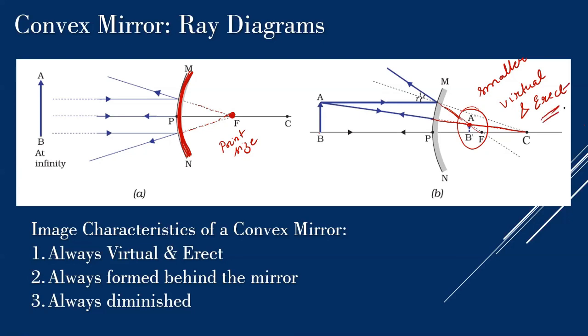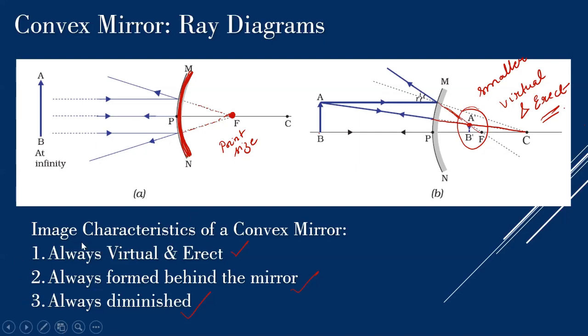So the image characteristics of a convex mirror: it is always virtual and erect. The image is always formed behind the mirror, and it is always diminished. Understood? Diminished as in it will always be smaller than the object. So these were the two ways in which images are formed by spherical mirrors. Six positions we have discussed for the concave mirror, two positions for the convex mirror.